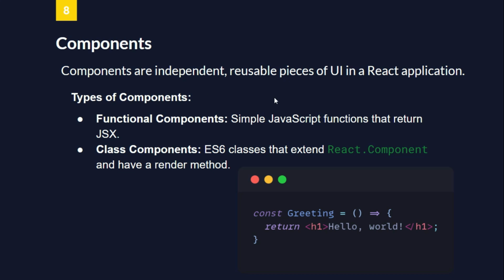Components are independent reusable pieces of UI in a React application, and we have two types of components. We have functional components, that is the simple JavaScript function that returns a JSX, and we can see an example of that over here. This is what we call an arrow function. If you are familiar with arrow functions in JavaScript, that's fine, and if you are not, no worries, you have nothing to worry about. This is what an arrow function looks like in JavaScript. So this is basically a functional component in React that is returning a JSX.